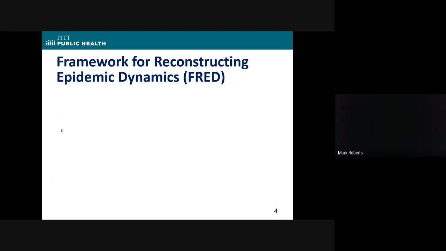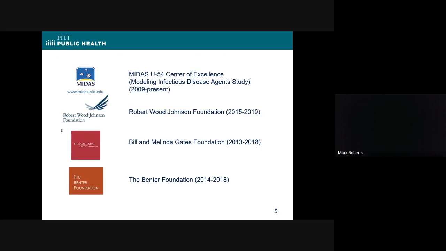So FRED is called the Framework for Reconstructing Epidemic Dynamics. And this is the history of, it's about a 15-year history of funding from different organizations. Our major source of funding was, we were a center of excellence for the MIDAS program, the Modeling Infectious Disease Agent Study, back since 2009. We've been funded by the Robert Wood Johnson Foundation, by the Bill and Melinda Gates Foundation, and by the Venter Foundation. We've also had other small grants from some other foundations.